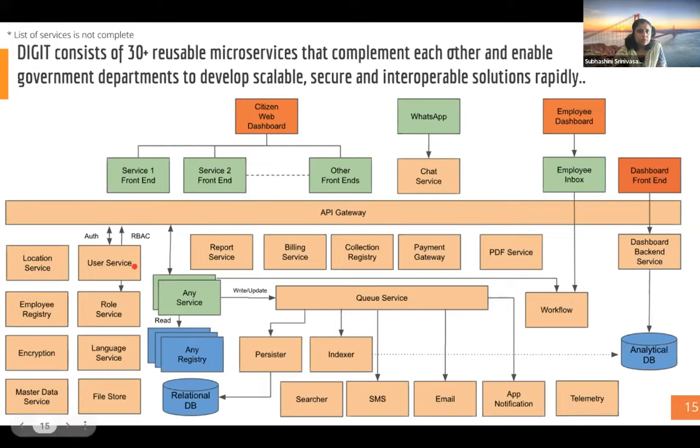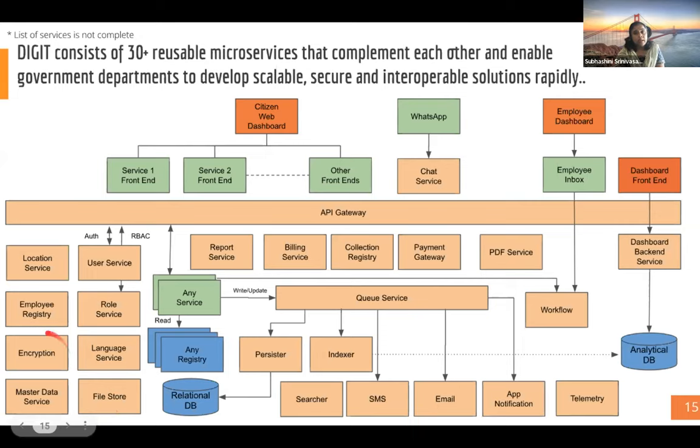So you've got the user service, which helps you with auth. We've got a role service, which is access control. It essentially limits access to certain APIs to only people with certain roles. We've got a localization service, which enables translation into multiple local Indian languages. We've got a file store, which enables you to upload any documents. There are APIs for all of these microservices, right? So you've got a file store, which enables you to upload and download documents.